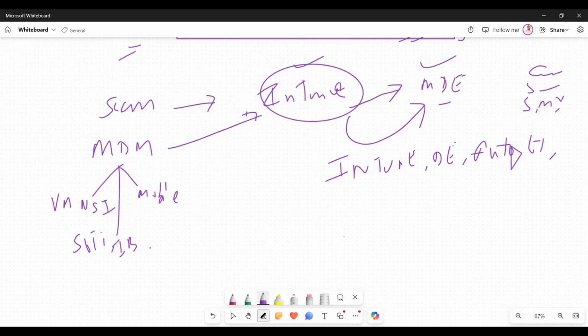What else? Okay, so these are all related to Windows. If at all someone reads SCCM knowledge, it's good.